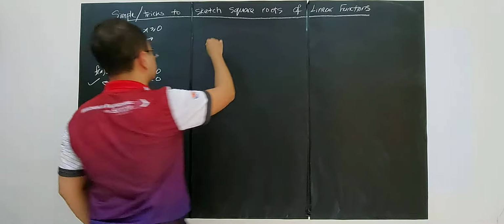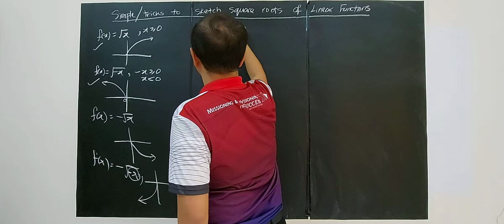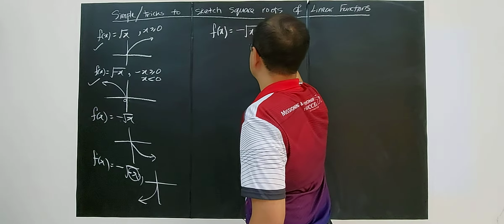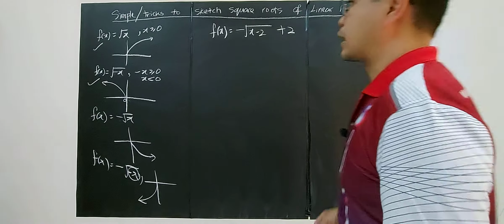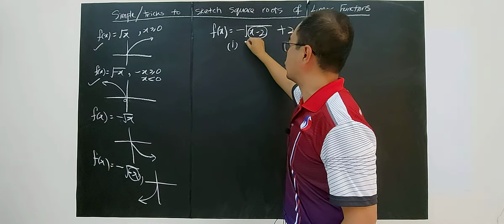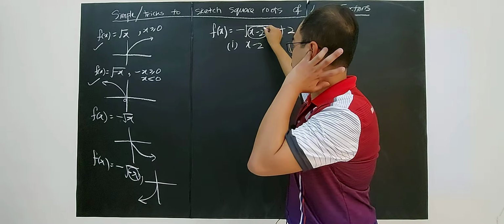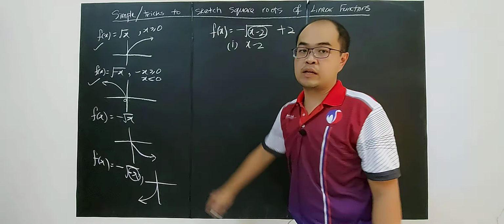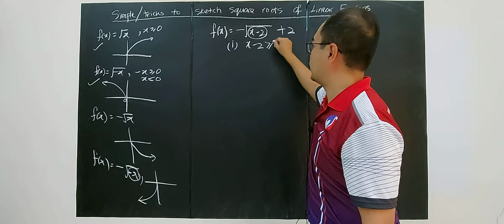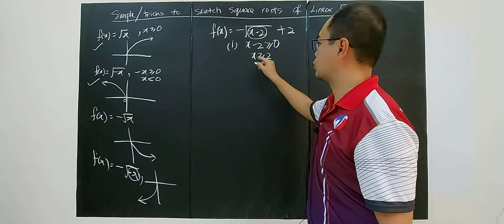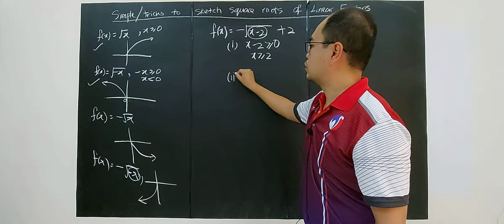The trick here is very easy. Say I have f(x) equals negative square root of x minus 2, plus 2. I'll teach you the trick. In the previous video, I talked about the actual concept of sketching the square root. The trick here is, first, you identify the domain. The input inside the square root, x minus 2, decides the value of y. So x minus 2 must be 0 or positive, so x is at least 2. You keep this point. Number 2, very simple.